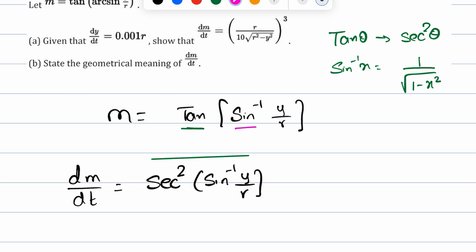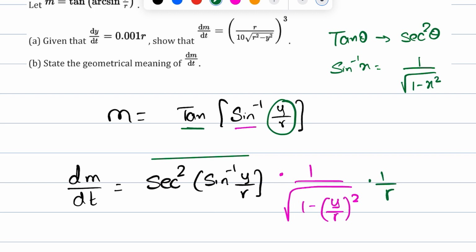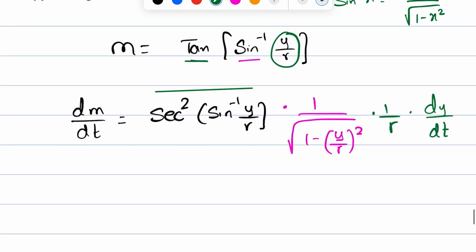Next, the sine inverse derivative is 1 upon square root of 1 minus y upon r whole square. The role of sine inverse is also done. Then the y upon r derivative is 1 upon r. Then again the y derivative is dy by dt. So I have used the chain rule: first the derivative of tan, then the derivative of sine inverse, then the derivative of y upon r, then the derivative of y. Now I have to simplify this and get the value that is given.